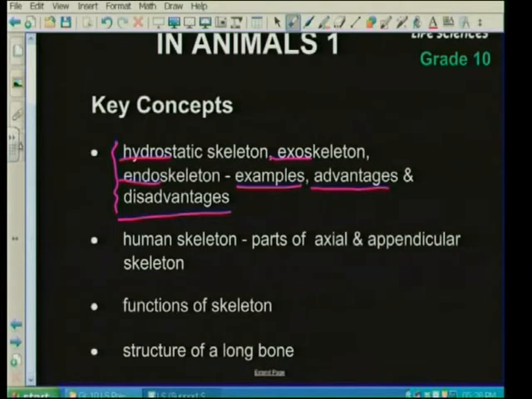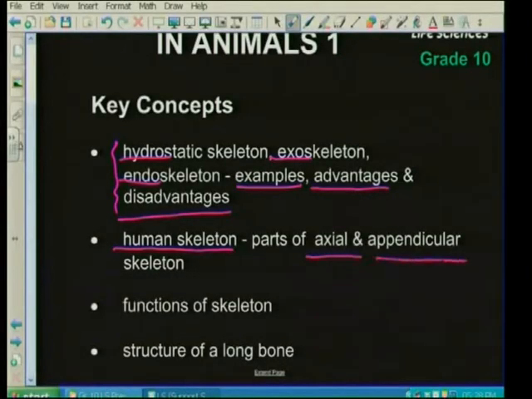We then move on to the human skeleton, which forms the bulk of the work in this section. Obviously, we need to know more about ourselves before we learn about others, but at the same time, we learn about others so that we can compare our skeletal system to that of others. And we can see the advantages of ours compared to theirs, and the advantages of theirs compared to ours.